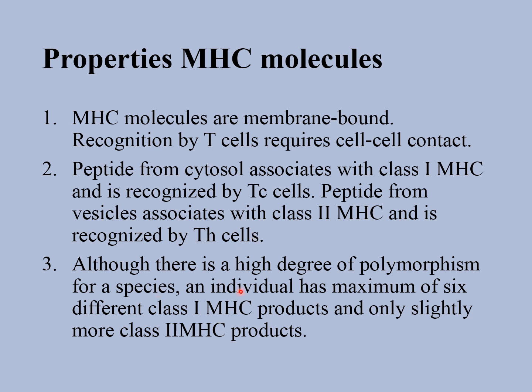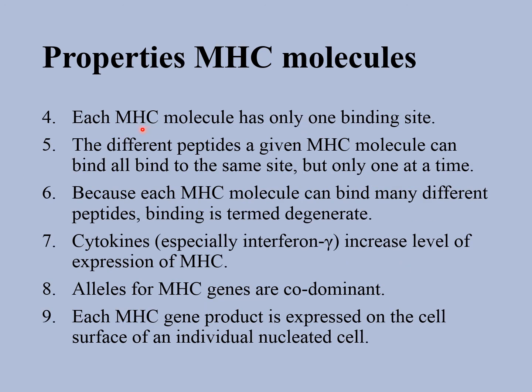Although there is a high level of polymorphism within a species, an individual can have about 6 different classes of MHC 1 product and only slightly more classes of class 2 MHC product. Each MHC molecule has only one binding site. However, different peptides can bind to the same MHC molecule, but only one at a time. As each MHC molecule can bind to many different peptides, the binding is termed degenerate.